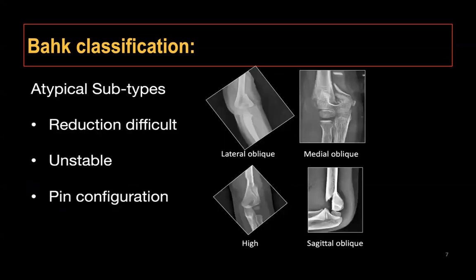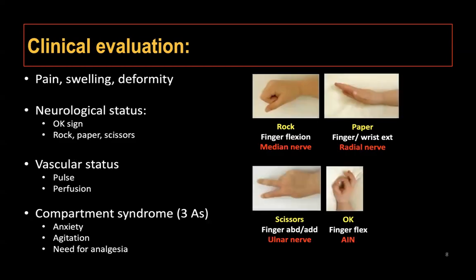The importance of identifying these atypical subtypes is that these are many times difficult to reduce. These are unstable, and many times you may need to modify your pin configuration in order to stabilize these fractures.